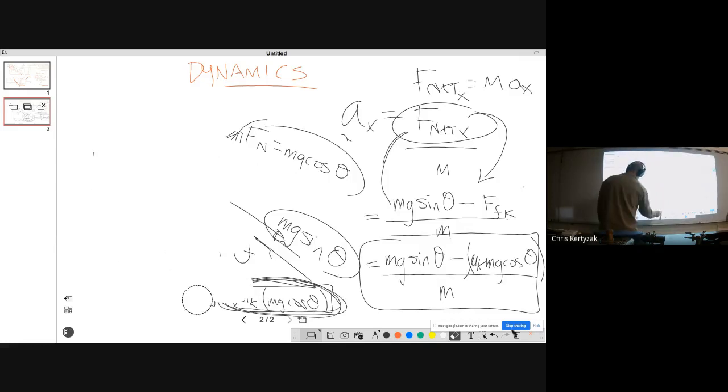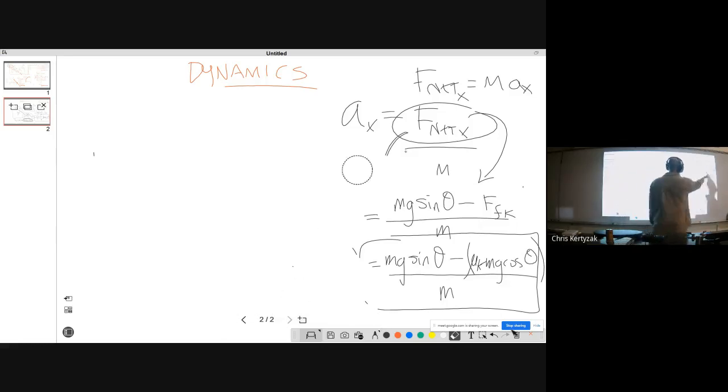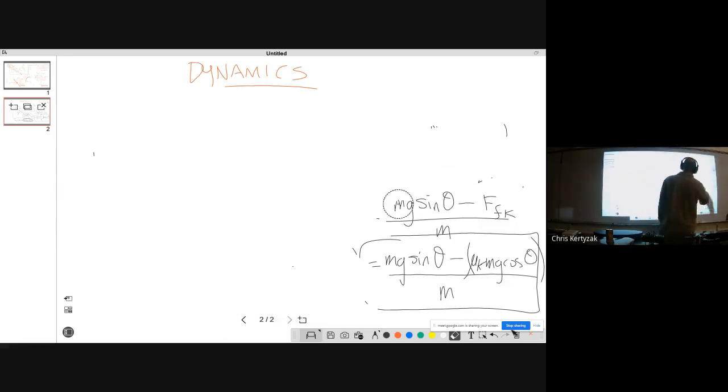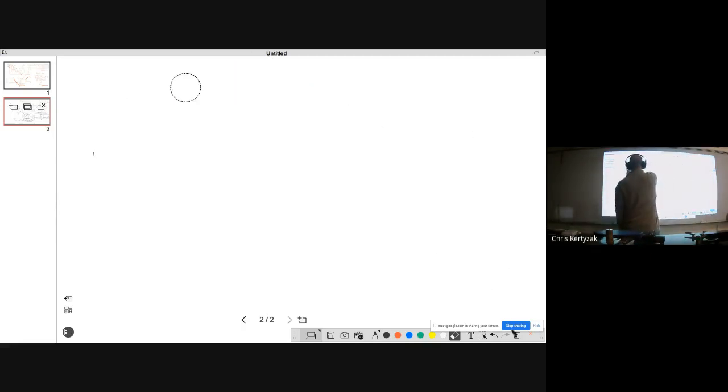How about the Atwood machine? Remember the system approach. System approach is nice, because now we're talking about a system, 2 objects tied together. Usually it's a rope, sometimes a pulley, 2 or more things moving together because they're tied together in some way.